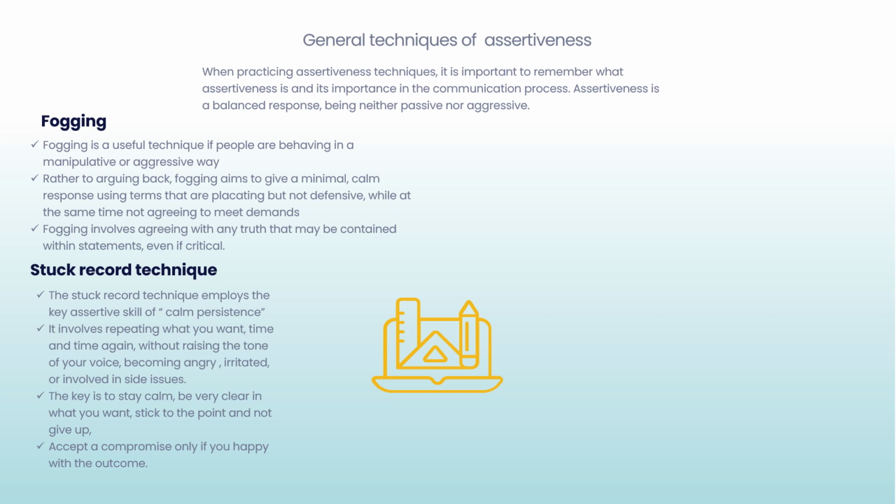For instance, you want them to remain for overtime because the work didn't finish. You already had in your mind the level of accomplishment based on the progress, but workers want to go home. How are you going to deal with this issue? So you stick with what you want, regardless of all the reasons that they are giving, in a good way, without getting them to be aggressive or angry with you. The key is to stay calm, be very clear in what you want, stick to the point, and not give up. Accept the compromise only if you are happy with the outcome.